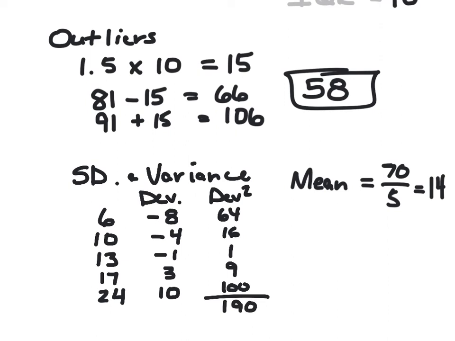Now it depends on whether you're finding the population or the sample standard deviation or variance. If you're doing population, you are using all 5 numbers. So you would divide the 190 by 5. So your variance would be 38. Your standard deviation then would be the square root of 38, which is approximately 6.2.